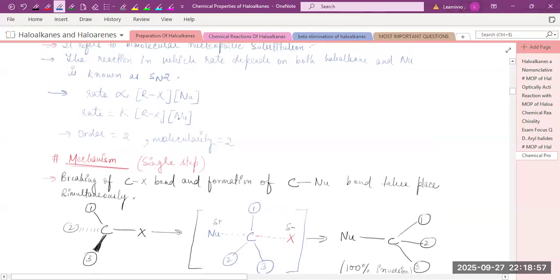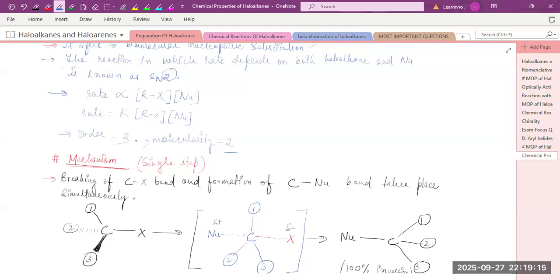And again, as I told you, 2 क्या show करता है? 2 is the molecularity. So if the molecularity is 2, order will be also 2. So in SN2 reaction, the rate depends on both substrate as well as the nucleophile. And the order is 2 and the molecularity is 2.